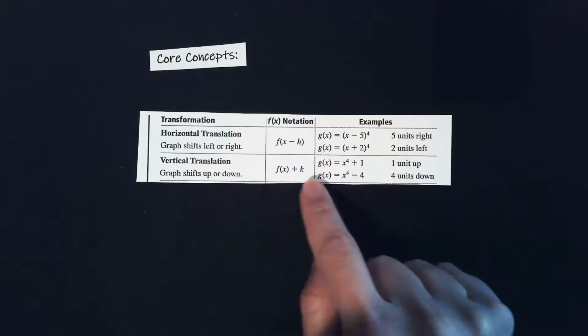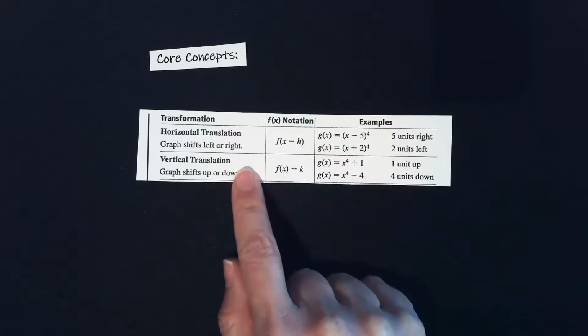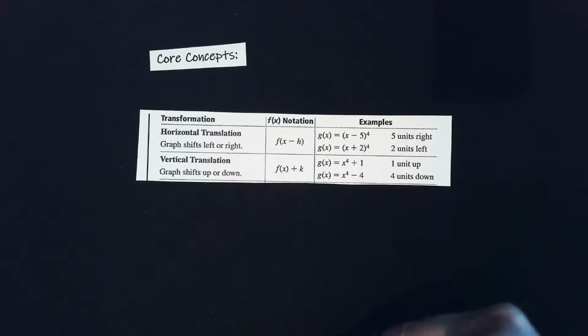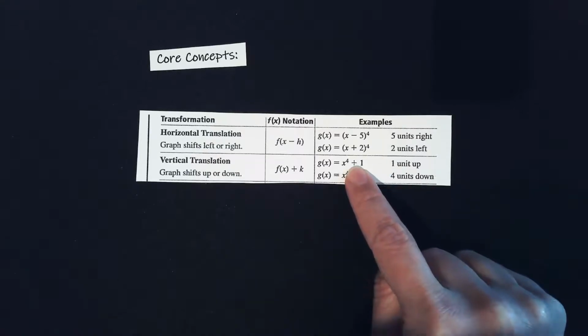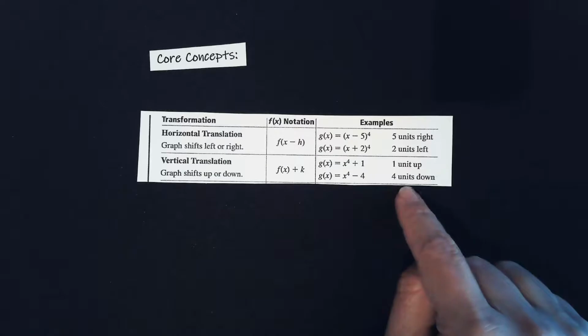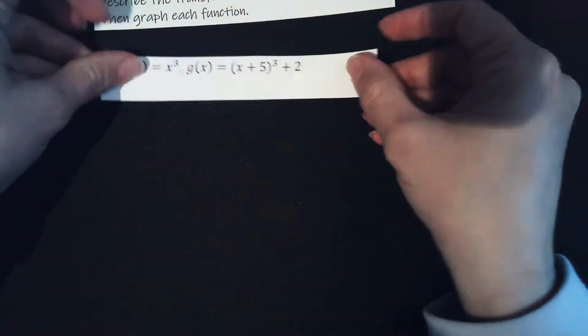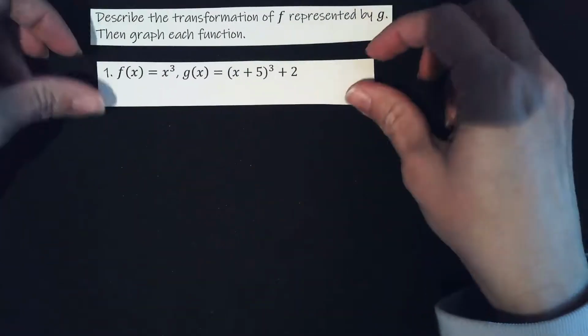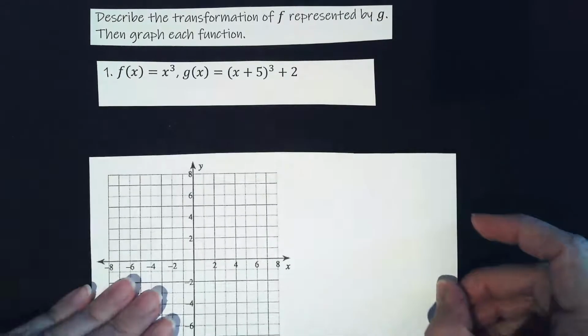And then if it's an x plus a number, you actually go left. Now, outside, when you have a number not in parentheses with x, you have a vertical translation. So that's going to shift you up or down. And it does what it says. So if it is +1, y is positive going up, so you're going up a unit. If it's a negative, you're going down. So if we try to do that with number 1 in the example, it wants us to describe each function, and then we're going to graph it.